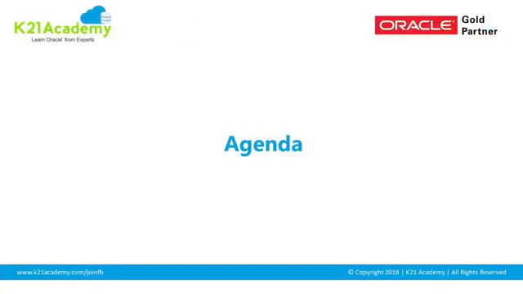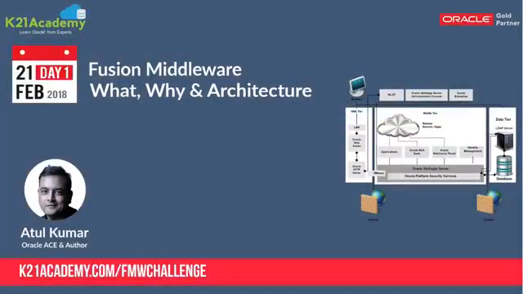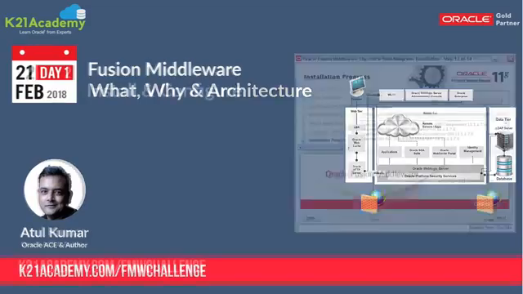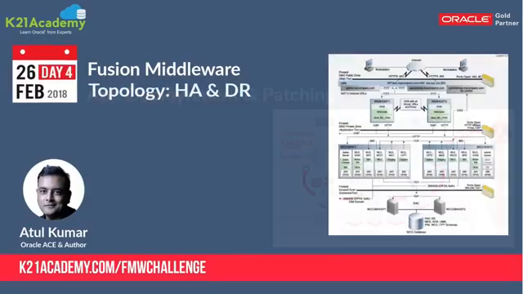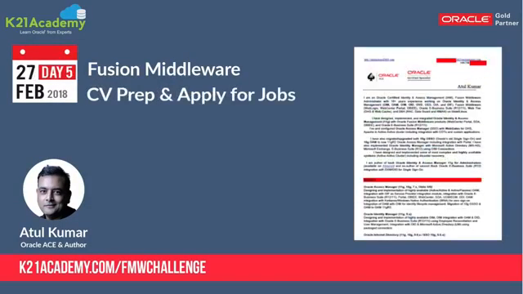And let me in parallel have my tea as well. So the agenda, we already covered. Quick recap: yesterday we had Oracle Fusion Middleware, what, why, and architecture. Today we install and configure. Tomorrow we are going to do application development and deployment. Monday is topology, high availability, and disaster recovery. The fifth day is about CV preparation, and that's where you should start working on applying for jobs. Even if you're not applying for a job, look for how you can earn more where you are.